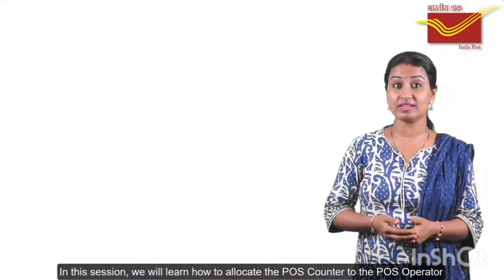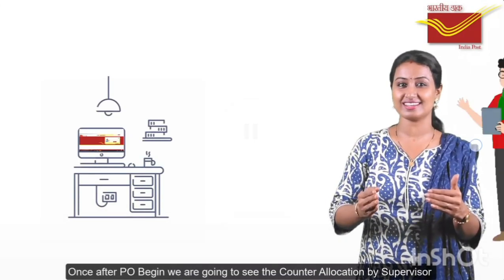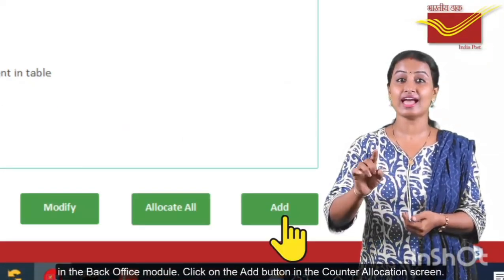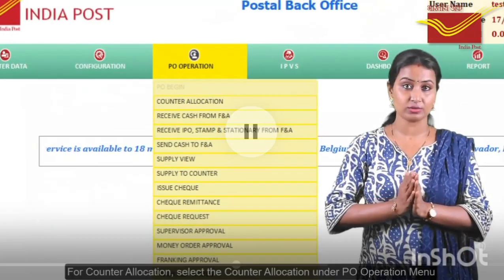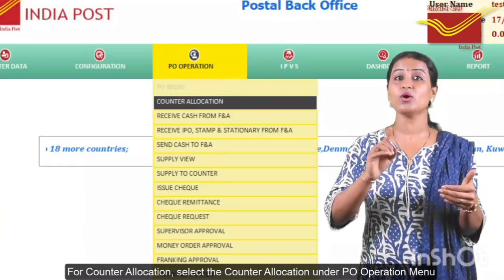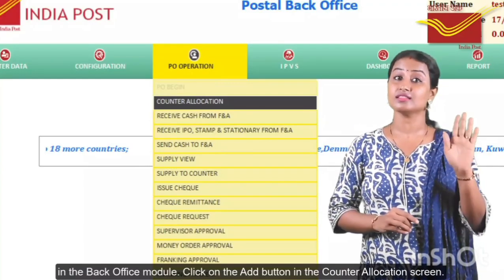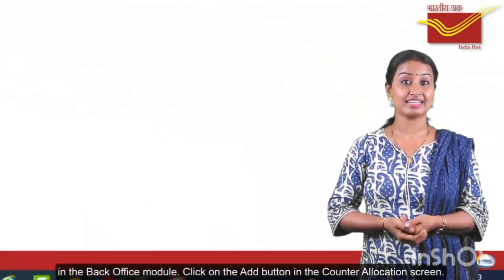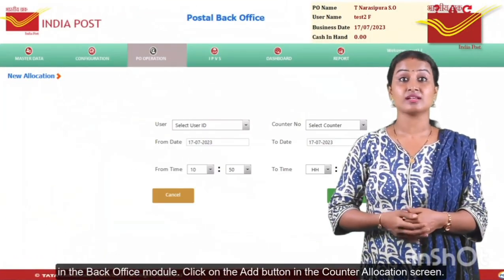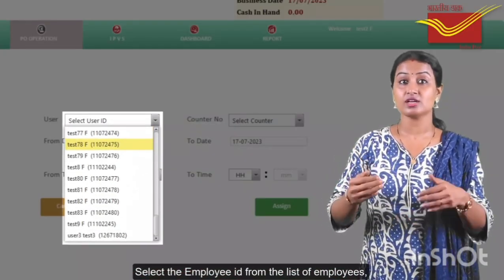Hello friends, in this session we will learn how to do the counter allocation. Where does the allocation work? Click on the Add button in the allocation. Select the counter allocation under PO operation menu in the back office module. Click on the Add button in the counter allocation screen.